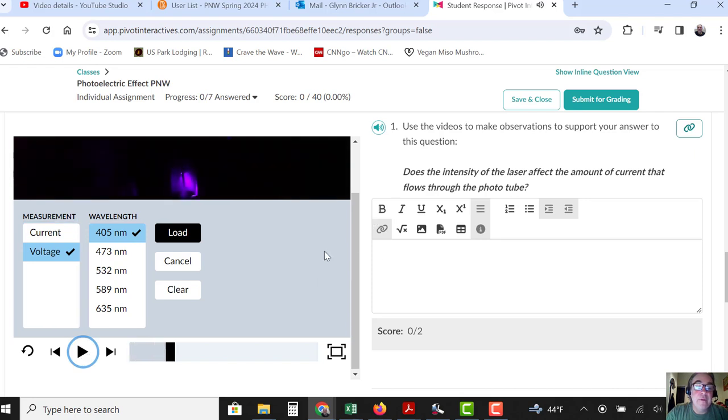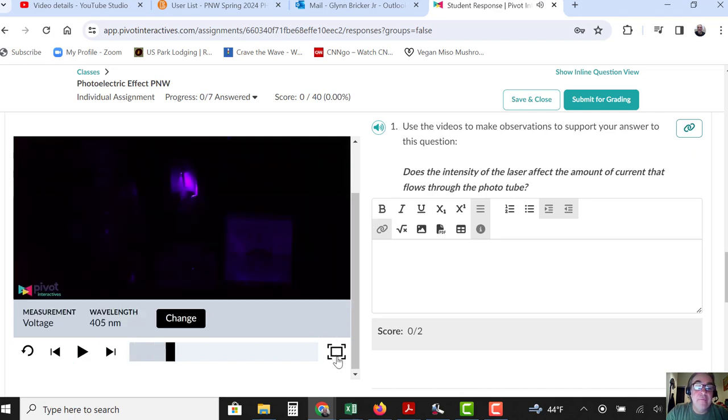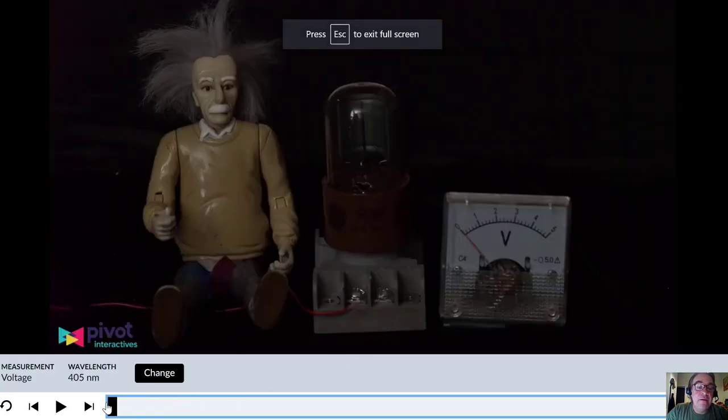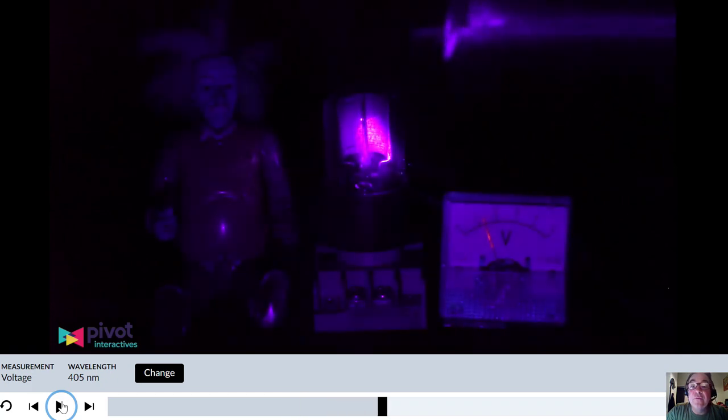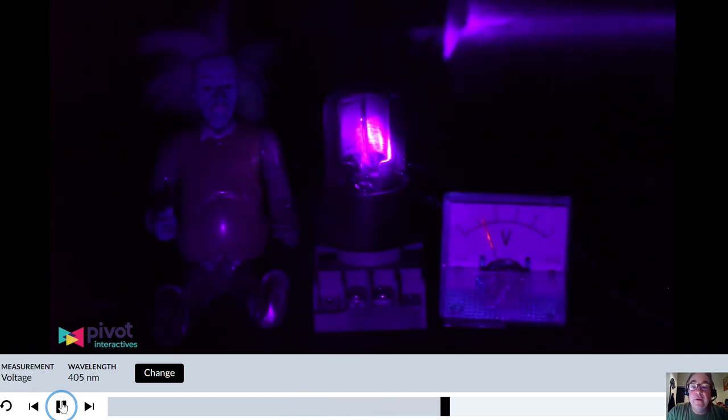There we go. And let me go back. Okay, so same phototube, different laser though. So if you notice, you can kind of see what the voltage is here. Here is where the intensity is not as great, and you have to watch the video, and they're going to turn up the intensity, which means the light gets brighter and brighter and brighter.